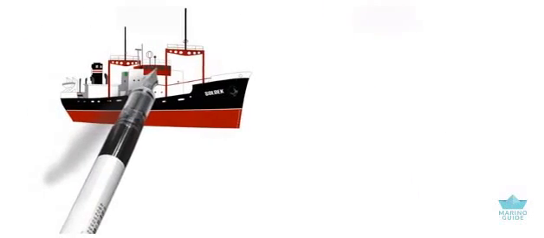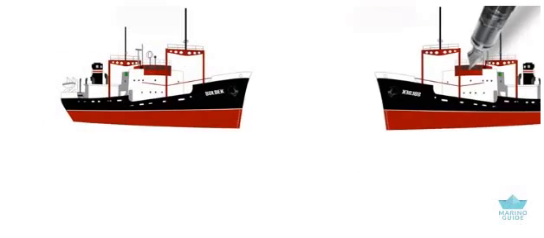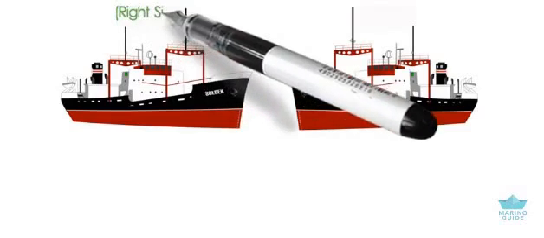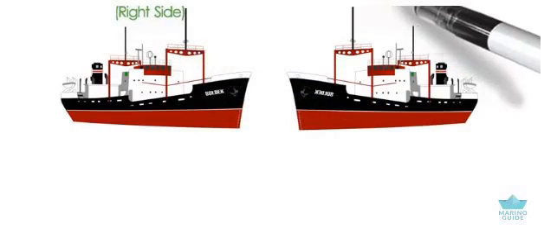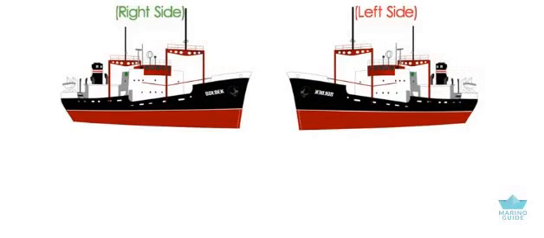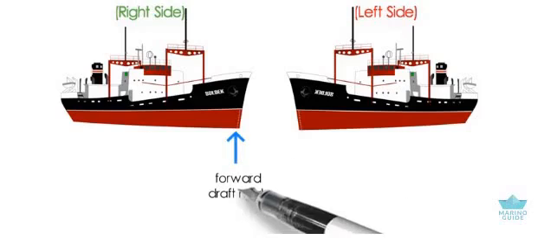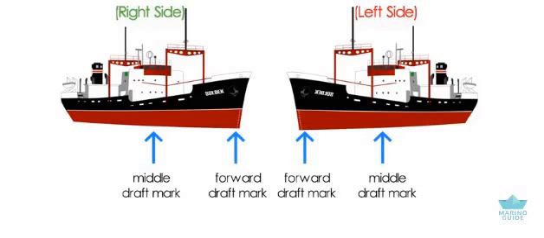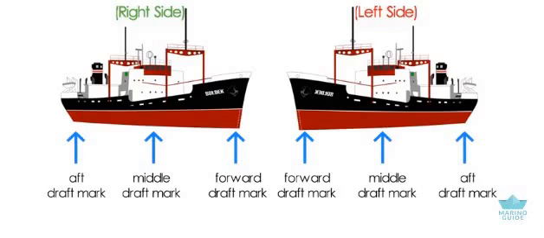The reading of draft is taken from the 6 draft marks. 3 on starboard or the right side, and another 3 on the port or simply the left side. These draft marks are situated in the forward, middle, and the aft part of the ship's hull. This is how draft marks look like in the ship's hull.